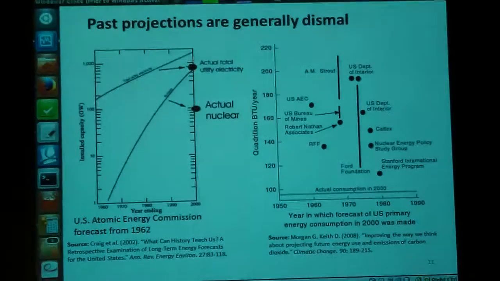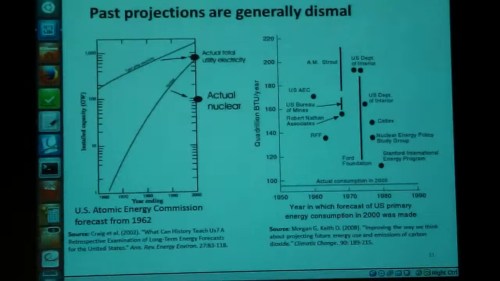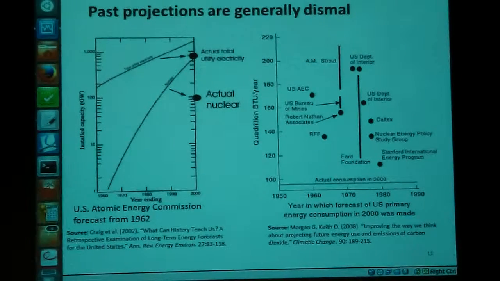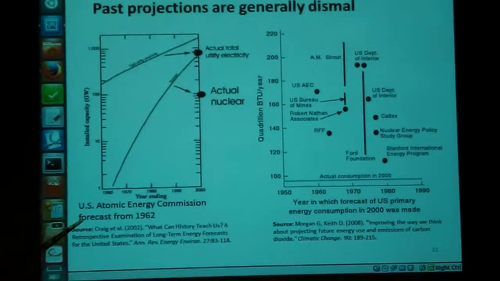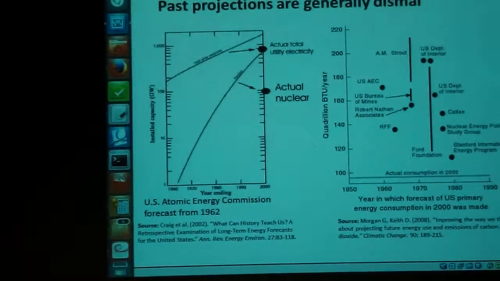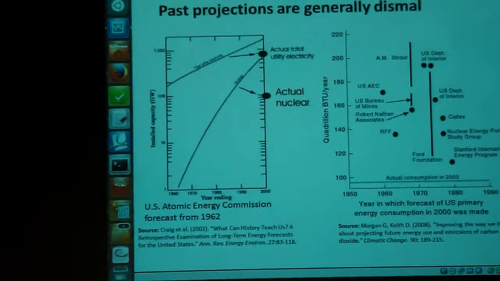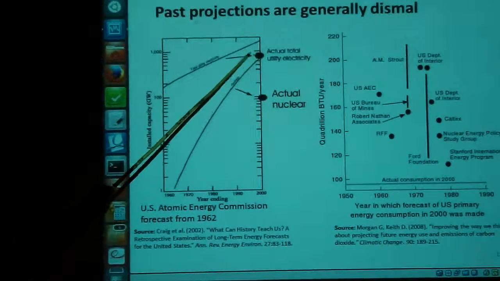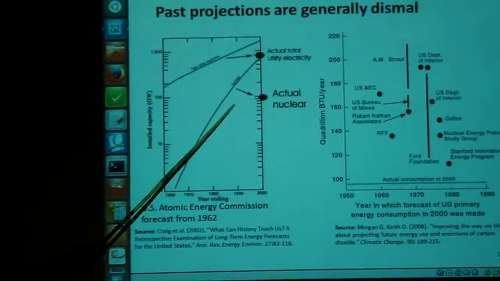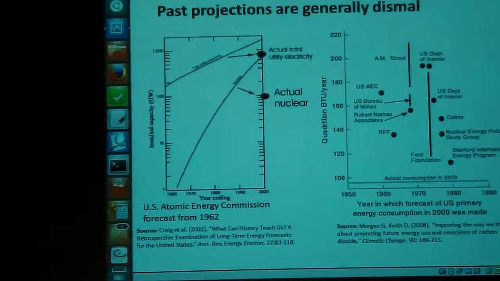And the fact that we can't validate is kind of obvious in the results that we've gotten with the models. So here are two examples that show how poor the models actually are at prediction. This is a projection by the US Atomic Energy Commission in 1962. They were trying to predict how much nuclear we were going to have in the year 2000. They projected almost a terawatt of nuclear power, and the actual number was about 100 gigawatts, so off by an order of magnitude.